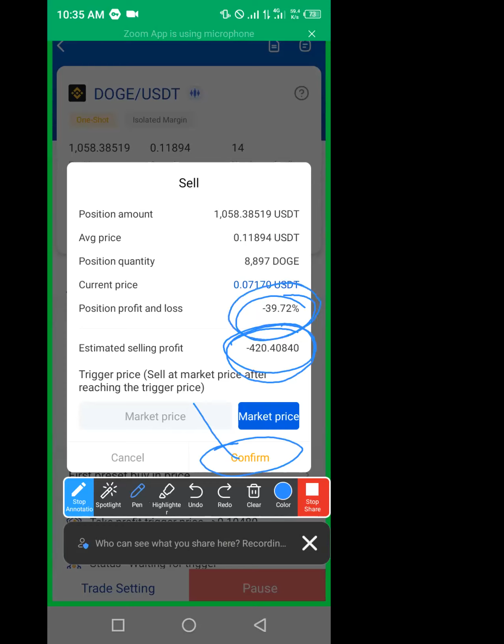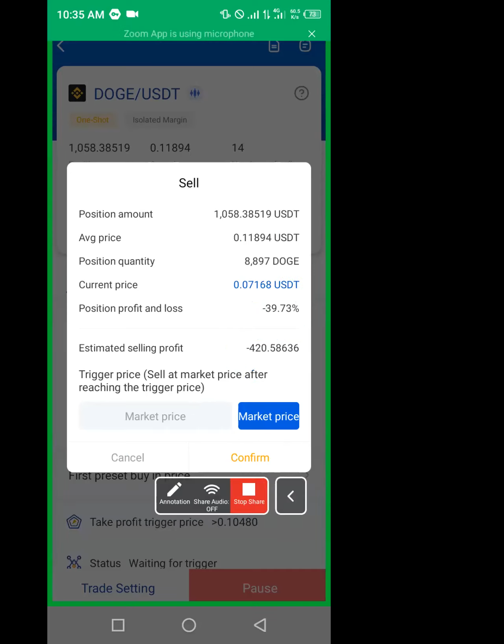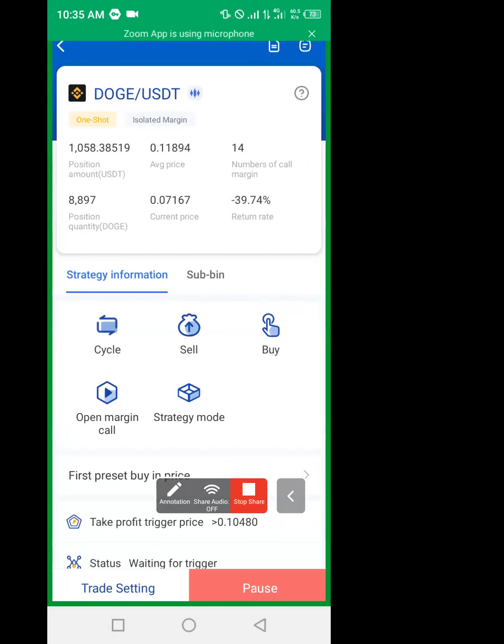That's what it calculates as 39.72%. So if you feel like I don't want to lose that, then you just come and say cancel. It means I don't want to sell. So that is if you want to sell manually.